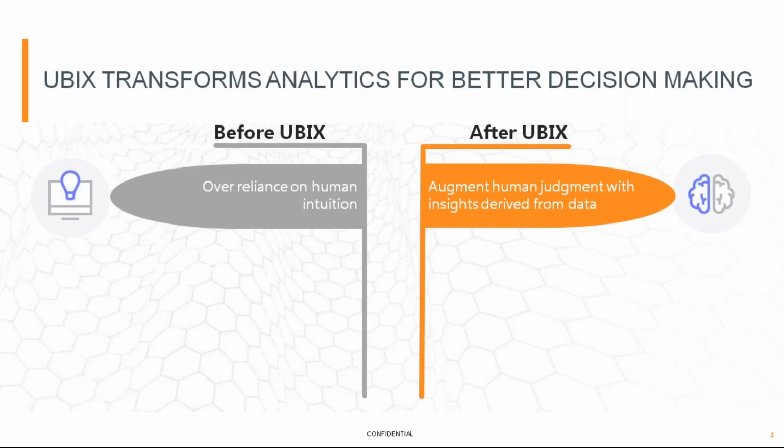In a sense, UBIX helps you move from the left side of the slide to the right side of the slide, from an over-reliance on human intuition in making decisions to deriving new insights automatically from data to augment human judgment. For example, if today you create demand forecasts using human judgment alone, then with UBIX, you enable advanced algorithms to create more reliable demand forecasts based on historical data, as well as causal drivers, which are external, such as weather or consumer price indices.